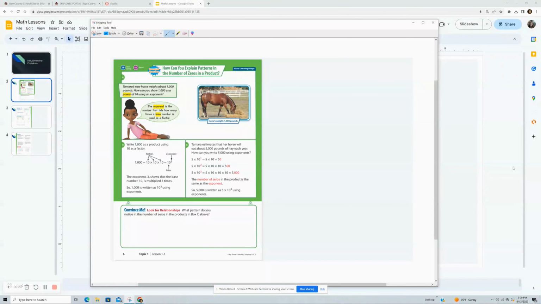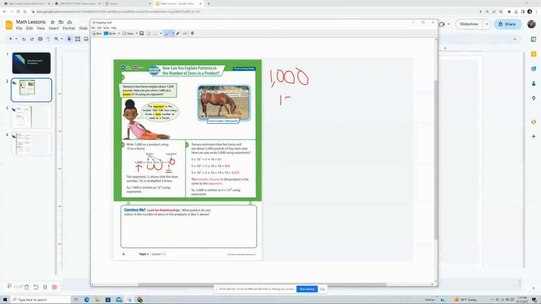The exponent is the number that tells how many times a base number is used as a factor. So if we look down here, we have the exponent 3, our base is 10, and the exponent is being represented 3 different times, and 10 is the factor, okay? And this is our product. Okay, so how can we get 1,000 by multiplying our factor of 10?